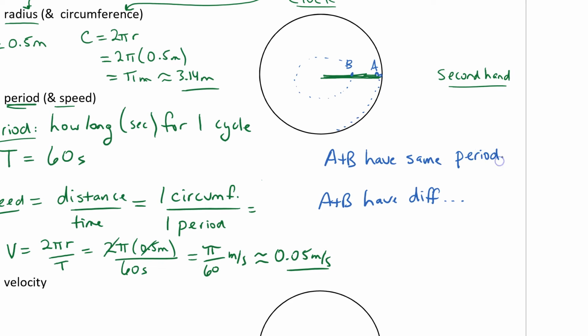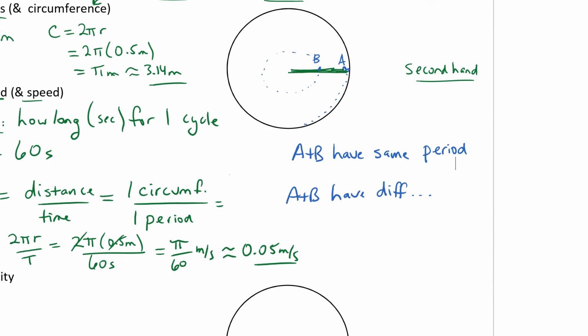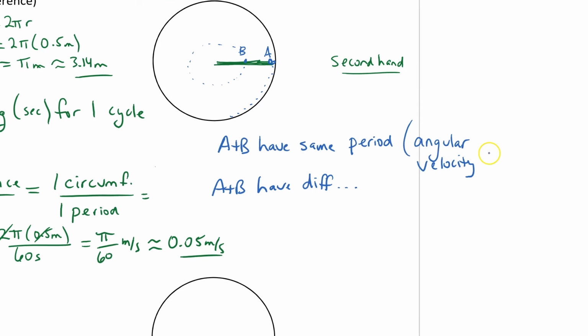So someone might look at that and say, A and B have the same speed, they go around the same. Well, kind of. It's the same period. If you want to get really technical, you could call this, and we don't do this in high school usually, but in university we take something called angular velocity. So they do have the same angular velocity. The units for something like that could be either degrees or radians per second.